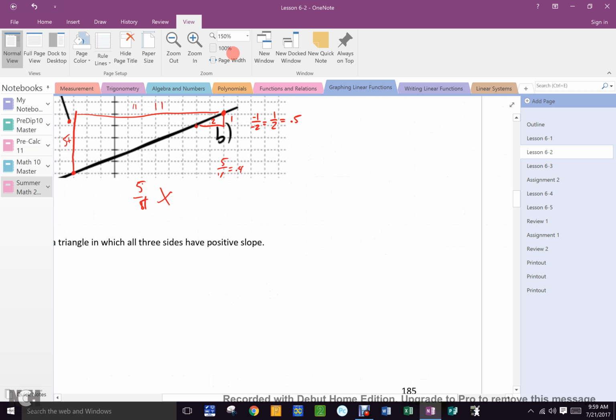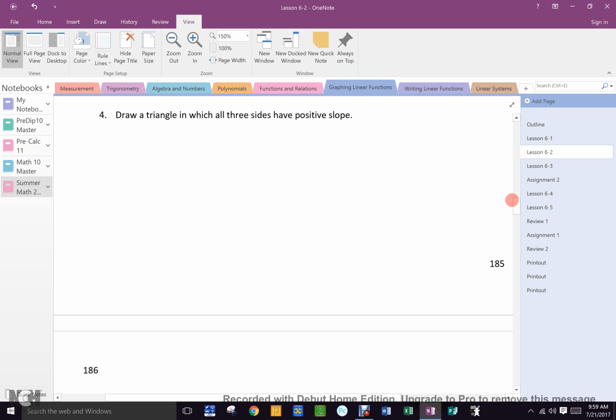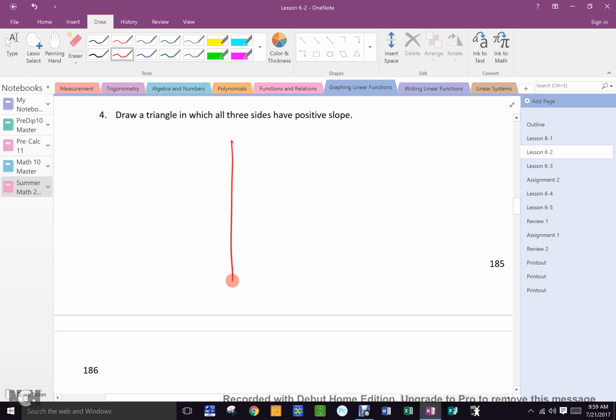Well, then it's the same thing. Rise goes up and down, run goes left and right. Down is negative, up is positive. Is everybody good? Okay. Now, again, this is one of those things. I want to see if you understand it. Draw a triangle that has positive slopes only. So the first thing you need is a Cartesian plane. Draw yourself one of them.